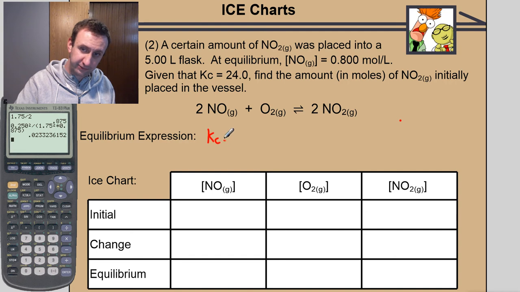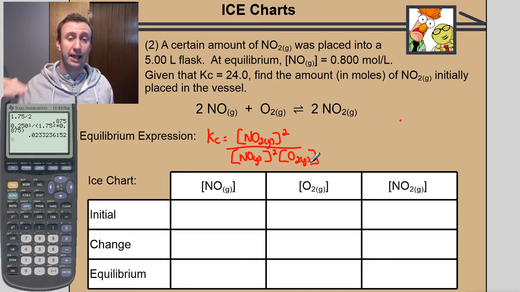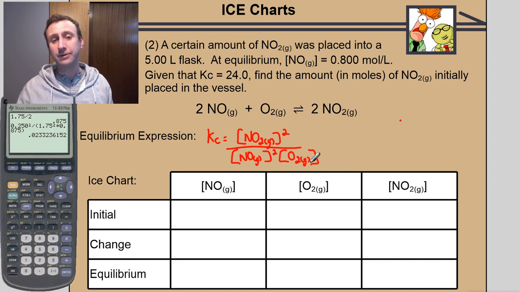It's just simply Kc is equal to, and I'm just going to recopy it out here, might as well, NO2 gas squared divided by NO gas squared and O2 gas. Okay, so take a quick moment and put in everything that you can find from the question into your ICE chart, and then take a look and see how you've done.